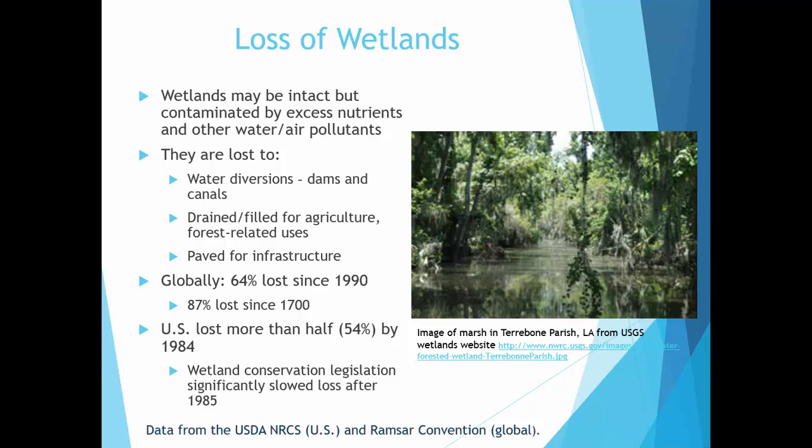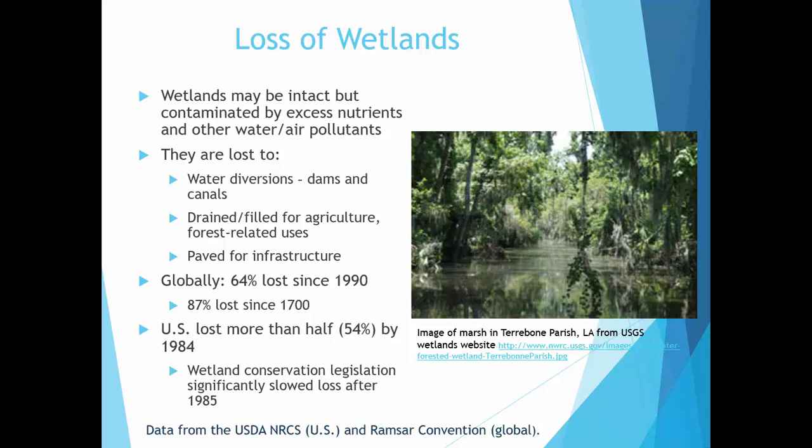We can lose them to water diversions. So we've talked about dams and canals. If you divert water away from a wetland, then it's not going to recharge with water and it will dry up. Wetlands also often are drained or filled for agricultural use, so to grow crops on that land or to grow trees.